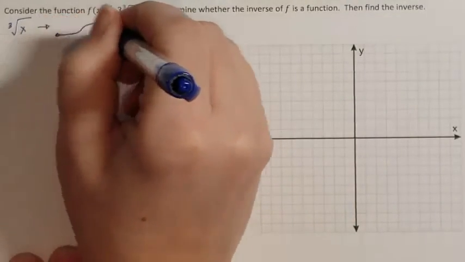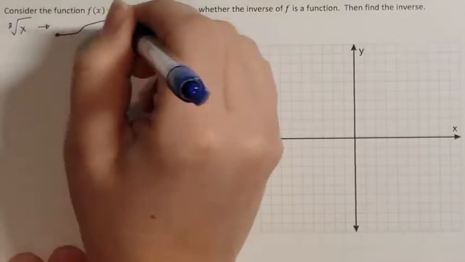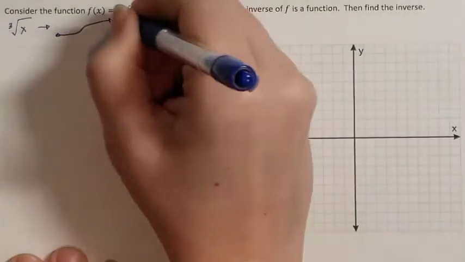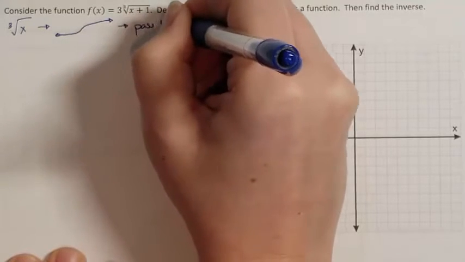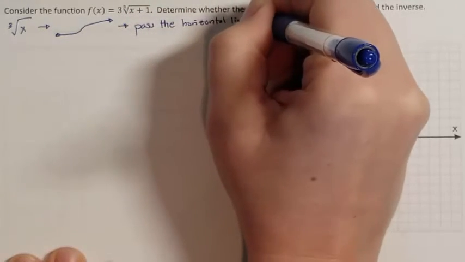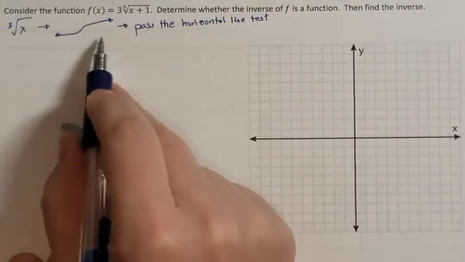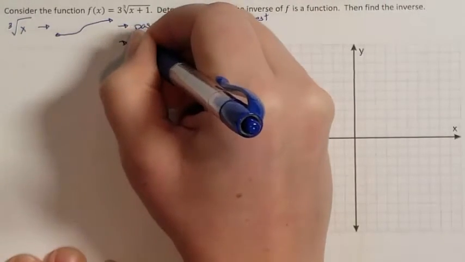So, horizontal line test, will it pass any place more than once? It will not. So this does pass the horizontal line test. And if it passes the horizontal line test, then we know that the inverse would be a function.